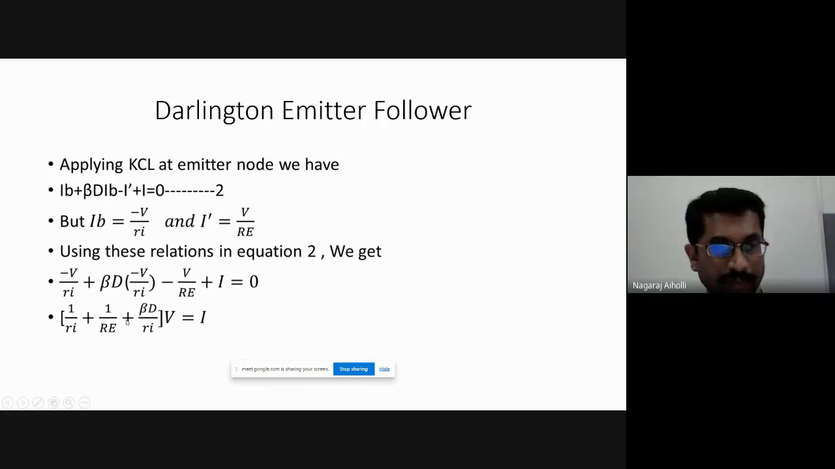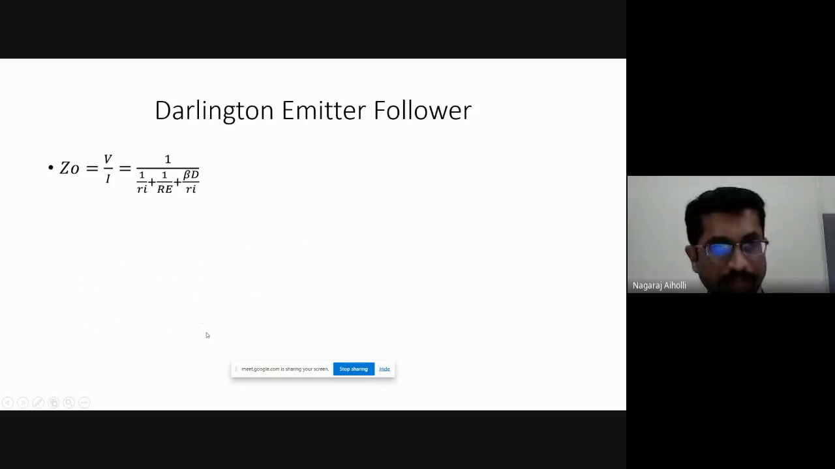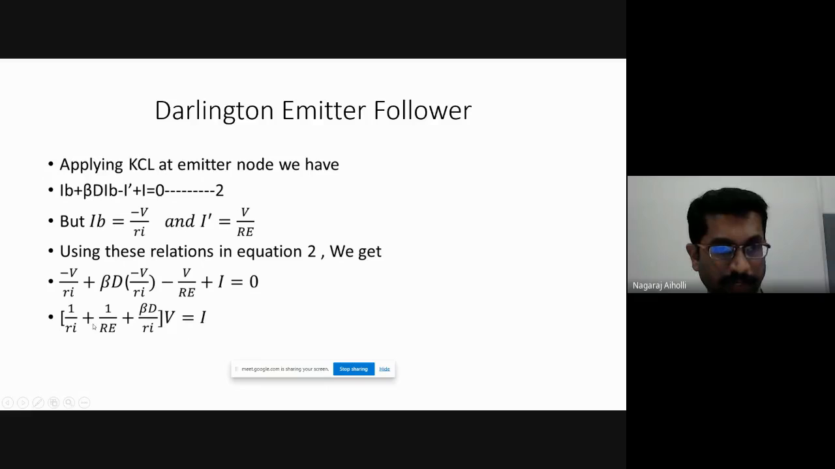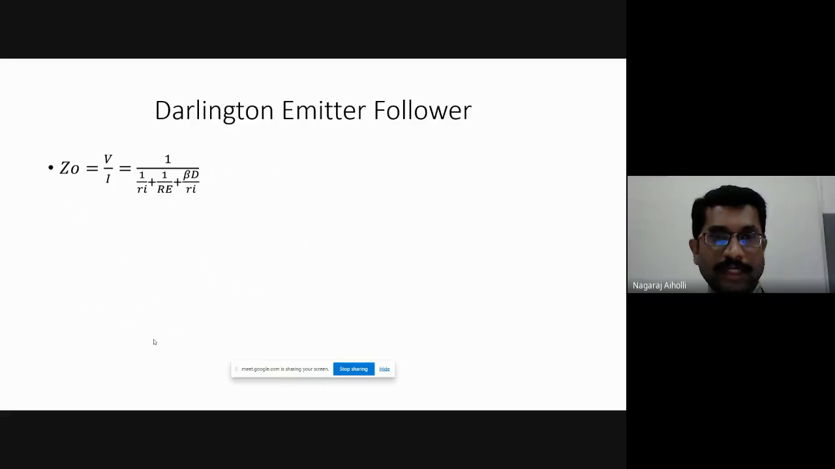Now we want the equation in the form of V by I, that is our output impedance. The term comes to the right-hand side, into the denominator. Therefore V by I is equal to Z naught, which is 1 divided by 1 upon RI plus 1 by RE plus beta D by RI. This is the equation for the output impedance of the Darlington emitter follower circuit.